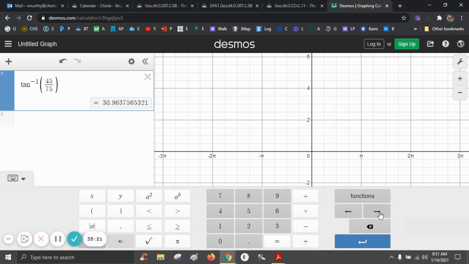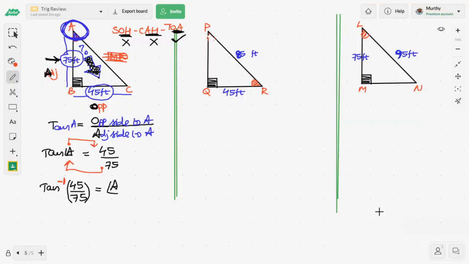Okay, you see that, 30.96. So let me plug in the value here, 30.96, or else approximately you can take that as 31 degrees. That's the value of angle A. Approximately this is 31 degrees. We are done.